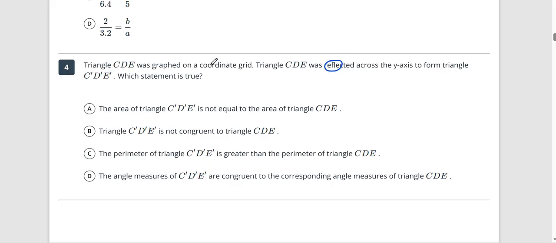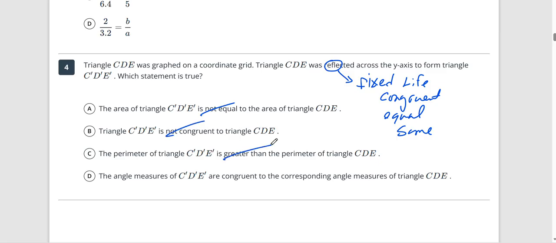Okay, I just looked at it real quick while I was moving it up, and it says reflected. Once you see the word reflected, that means fixed life. It also means congruent. It also means equal. It also means the same. Not equal, not congruent, greater than. Congruent is my answer.